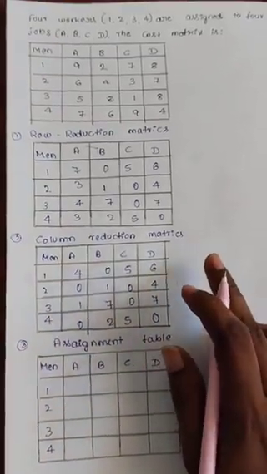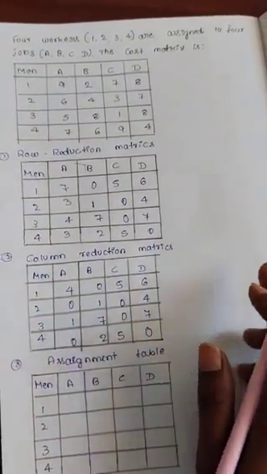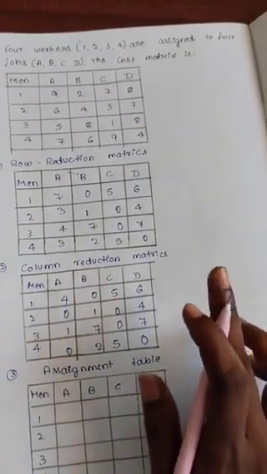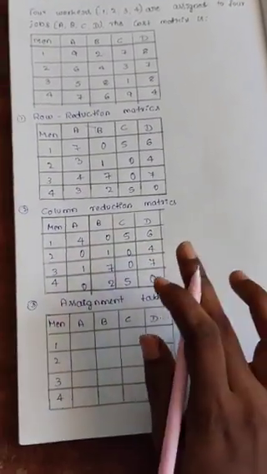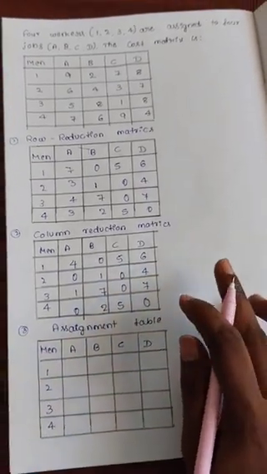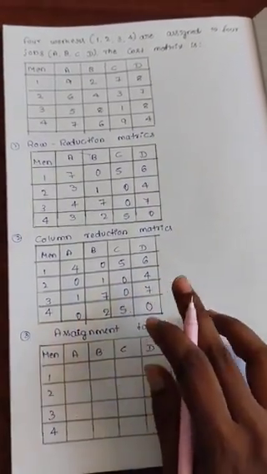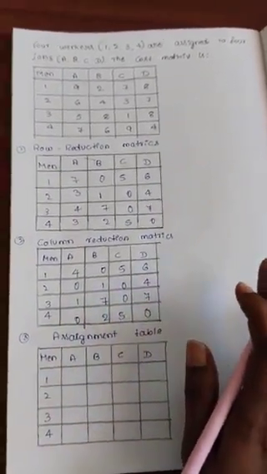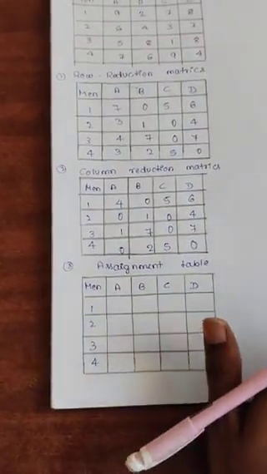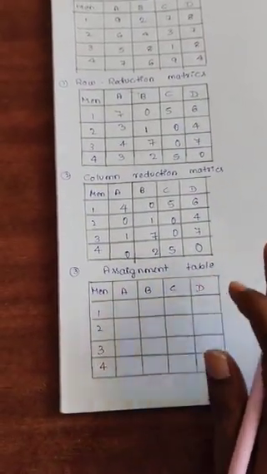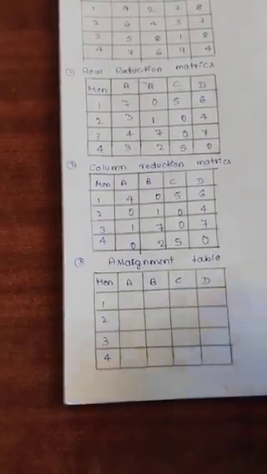Next, I perform column reduction. I subtract the minimum value of each column from all elements in that column. After column reduction, every column contains at least one 0. Step 3 is make assignments. Now we make assignments using independent zeros.